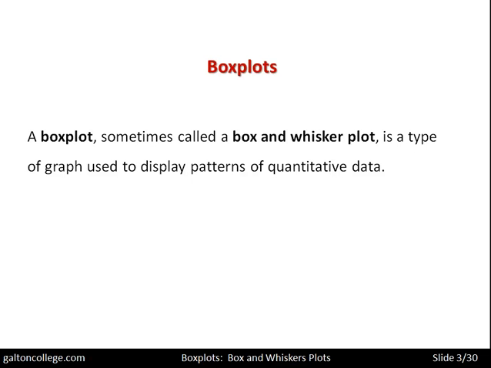A box plot, sometimes called a box and whisker plot, is a type of graph used to display patterns of quantitative data. So please note here it's not qualitative, and it is, generally speaking, discrete data. If it's continuous data, it's divided up into units which make it amenable to counting as if it were quantitative data. So it's straightforward data, and it's a way of representing that data.